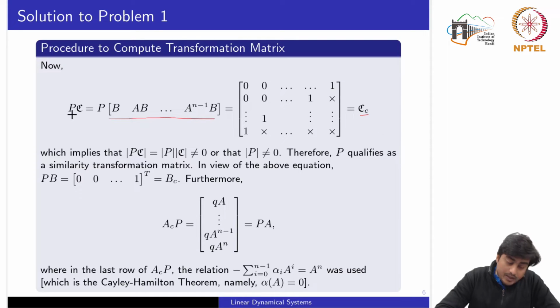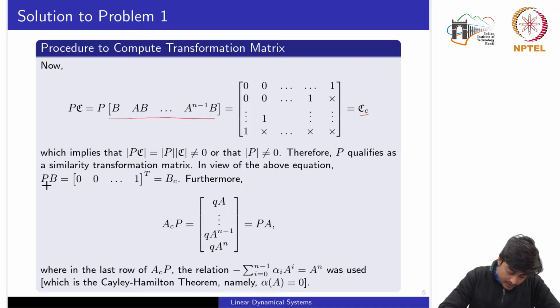Now you would notice that whatever P matrix we have obtained, it is also a non-singular matrix, because the determinant of P times C we can write as the individual determinants of P and the controllability matrix, which is not equal to 0, because this is the controllability matrix of the canonical form, so it cannot be equal to 0. If this determinant is not equal to 0, this implies that the determinant of the P matrix itself is not equal to 0. So P definitely qualifies to be a similarity transformation matrix, which is non-singular and can be obtained from the controllability matrix.